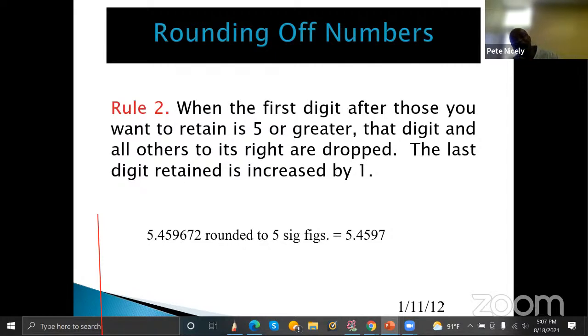Any questions about the whole process of rounding off? Any questions? Any questions? No questions? Okay.